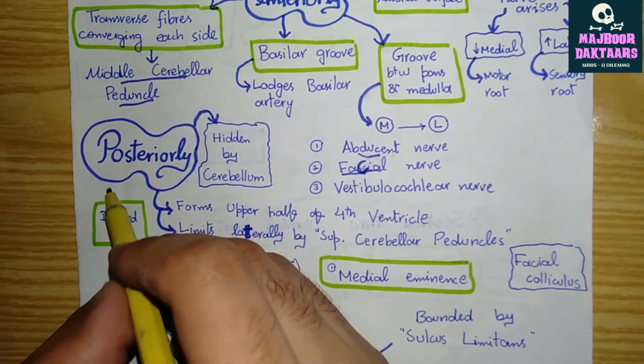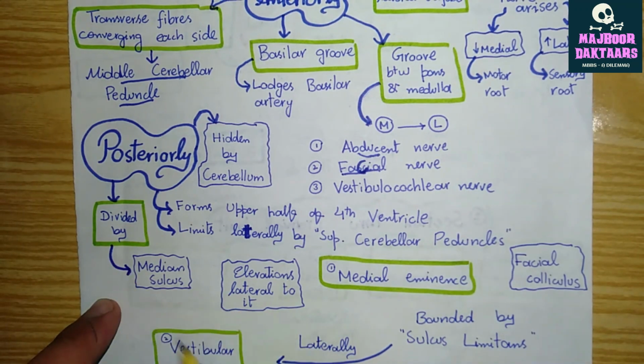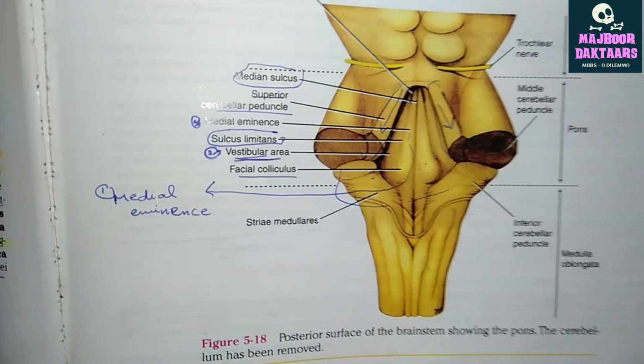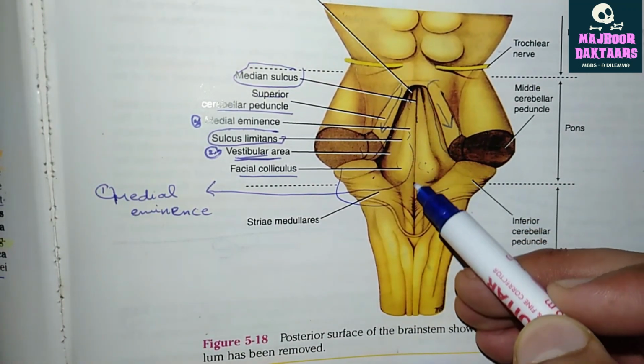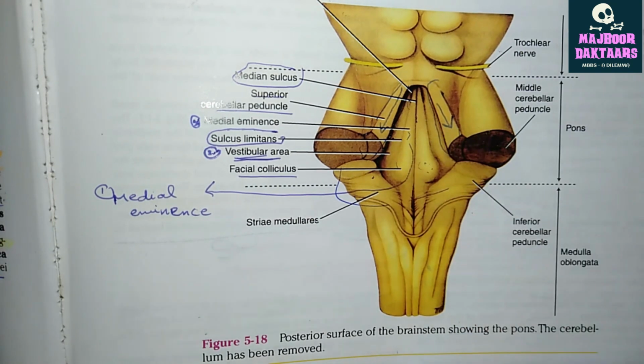So posteriorly, the pons is divided into two halves by a median sulcus. This is the posterior view of the pons, and you can see that it contains a median sulcus which divides it into right and left portions.